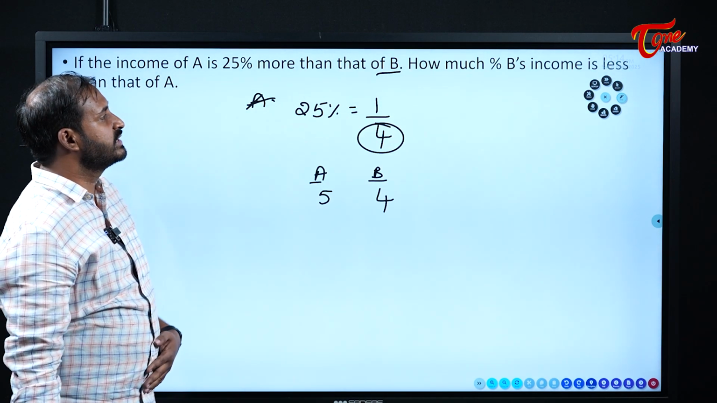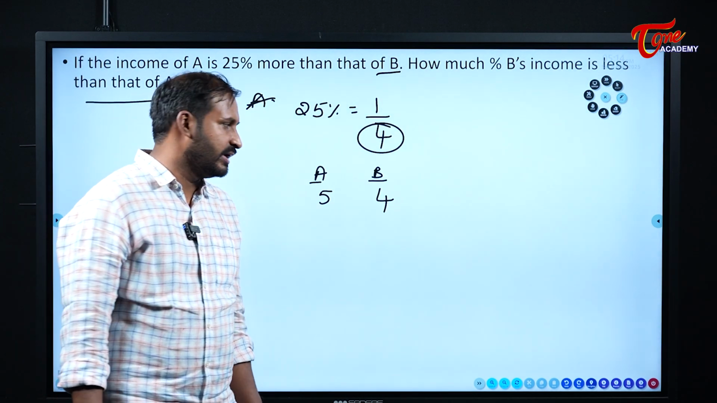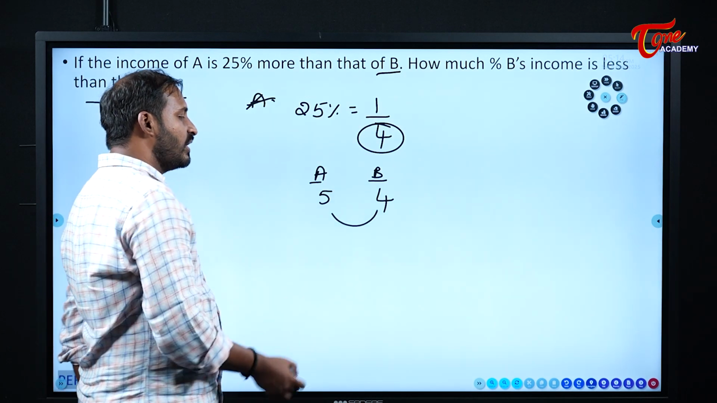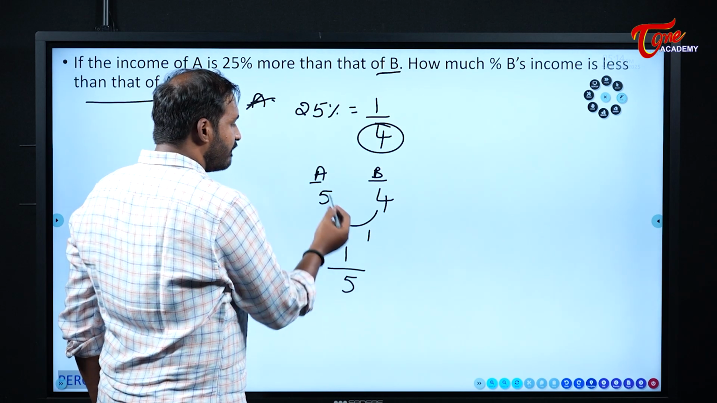Then how much percentage is B's income less than that of A? So that means I need to compare this. What is the difference between them? 1 by 5. I need to compare it with 5, right?